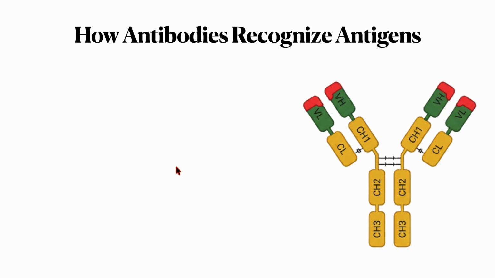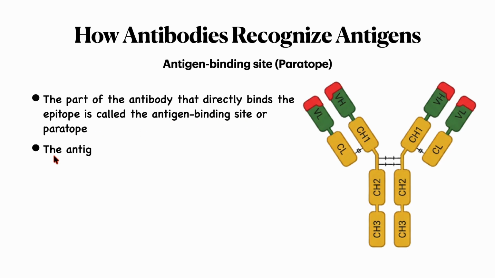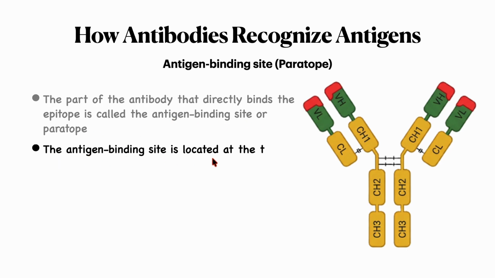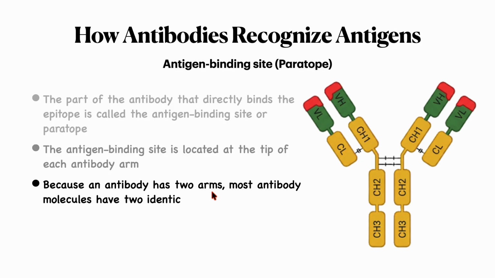The part of the antibody that directly binds the epitope is called antigen-binding site or paratope. The antigen-binding site is located at the tip of each antibody arm. Because an antibody has two arms, most antibody molecules have two identical antigen-binding sites.